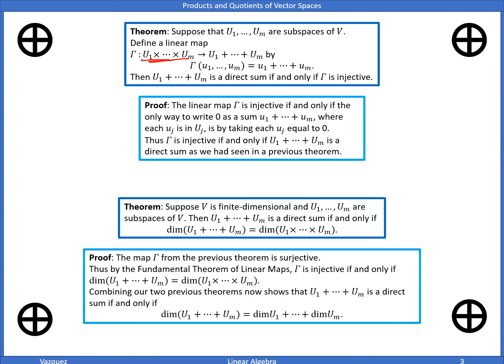So if that's the case, then we can combine the theorems and show that the sum of u1 to um is a direct sum if and only if the dimension of the... whoa, there's a mistake. Okay, so let me see, why is this... that's what's wrong. Okay, this should go here.